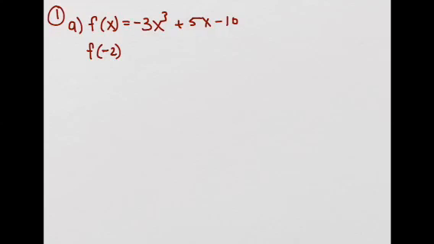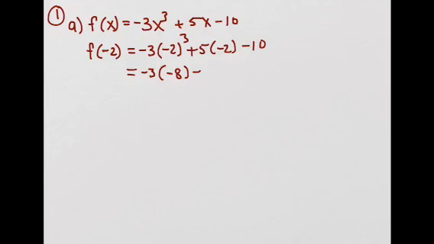Alright, so this is do now number 3. Number 1a is asking you to evaluate f of x when x is negative 2. That's what f of negative 2 means. So again, wherever you see an x, we replace it with a negative 2 and then simplify after that. So remember, order of operations, you do the exponent first, so negative 3 times negative 8. 5 times negative 2 is negative 10 minus 10, so then that gives you 24 minus 20, and that gives you 4.